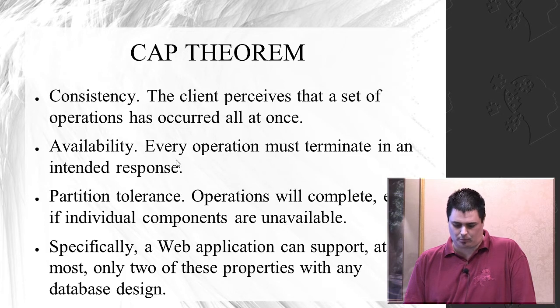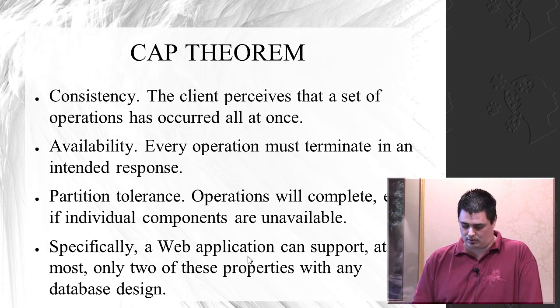Here are some more textbook definitions. Consistency: the client perceives that a set of operations has occurred all at once. Availability: every operation must terminate in an intended response. Partition tolerance: operations will complete even if individual components are unavailable. A web application, this is the theory, can support only two of these at any one given time.